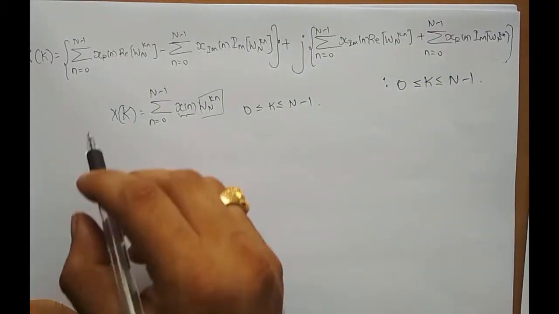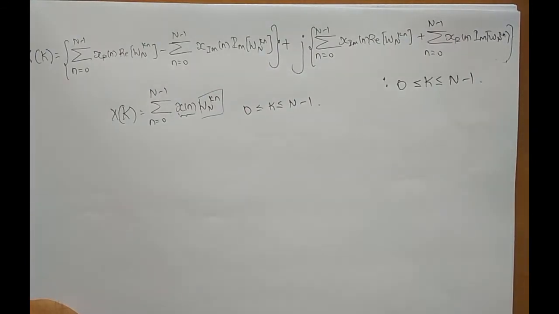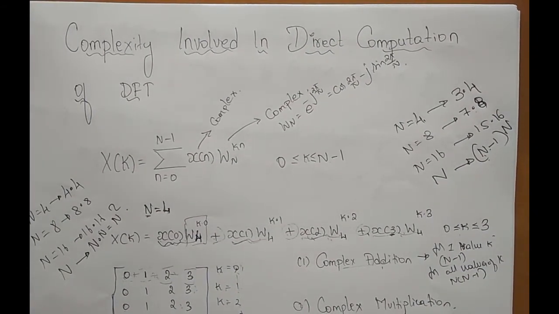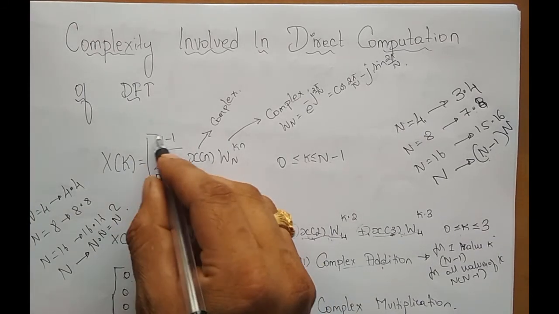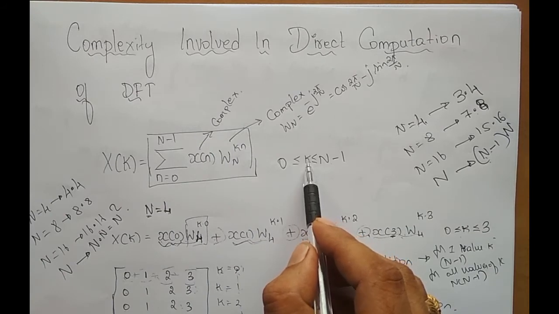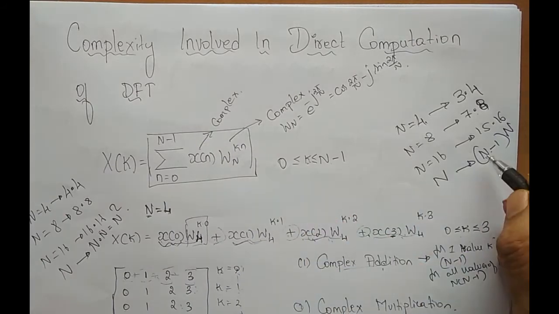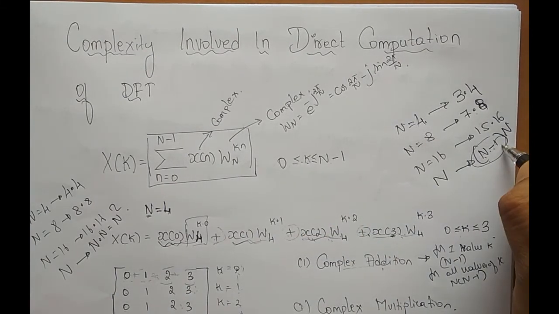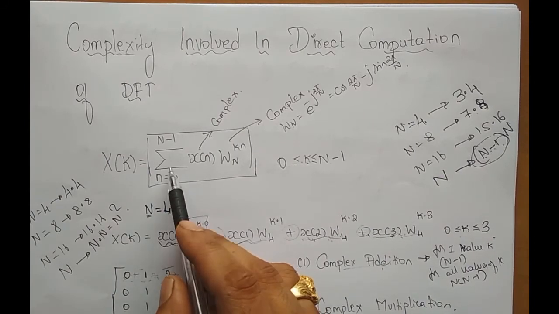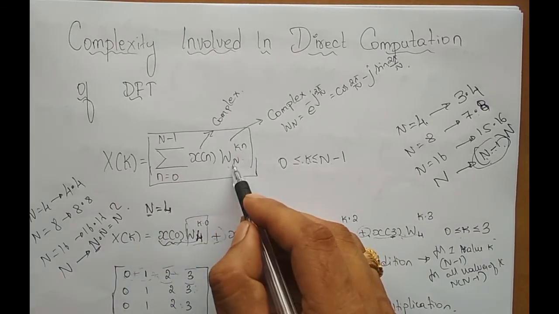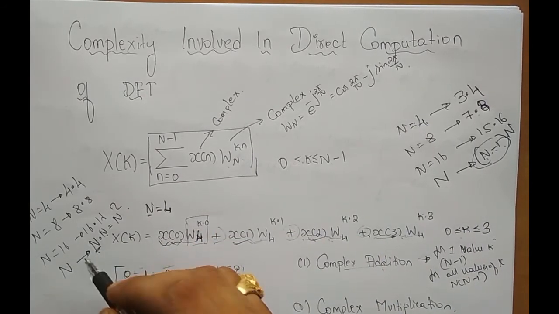Fine. Now as per our previous discussion, for complex addition and multiplication involved, if I consider this equation, for one value of k, how many complex additions are required? It is n minus 1. For all values of k, how many complex additions are required? It is n times n minus 1. Now for one value of k, how many complex multiplications are required? It is n. For all values of k, how many complex multiplications are required? It is n times n.